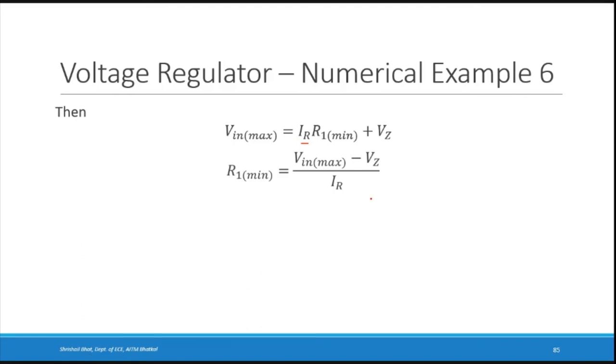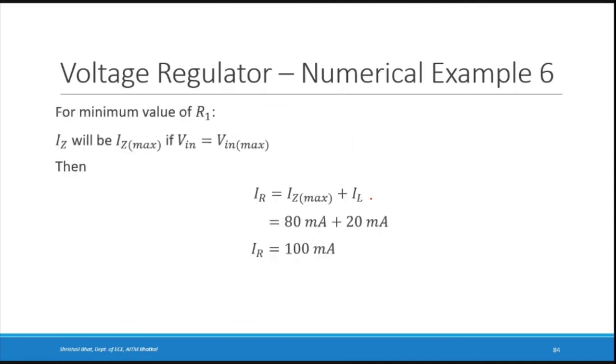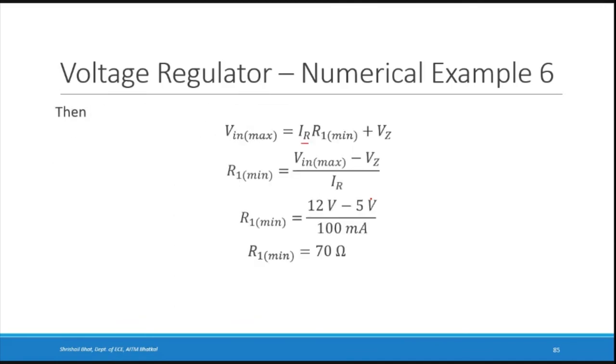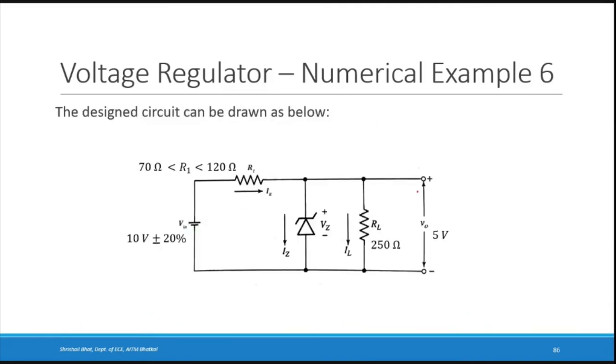So we have found the maximum value of R1 to be 120 and the minimum value of R1 to be 70. So R1 can be any value between 70 to 120, right? You can use this range of R1. Now, once you have found all the values, just substitute them in the circuit. So this is the designed circuit. RL you have found to be 250 ohms. VZ is 5 volts, which is the same as the output voltage. Then R1 is between 70 to 120 ohms. This is the way you can design a Zener diode voltage regulator with any given specifications.